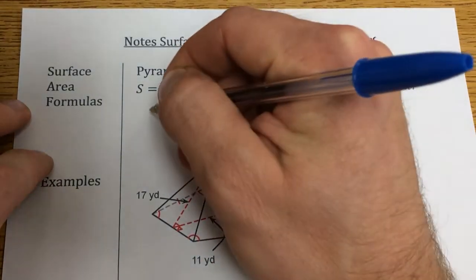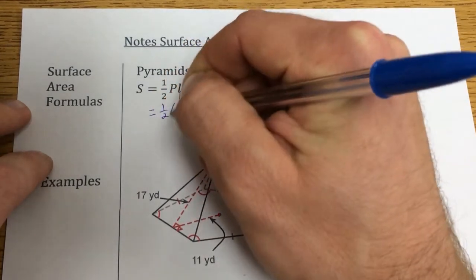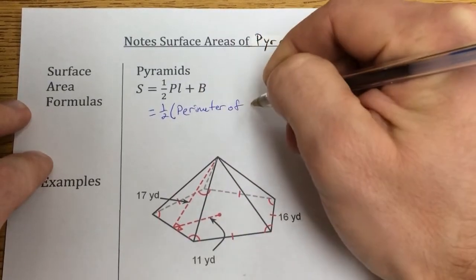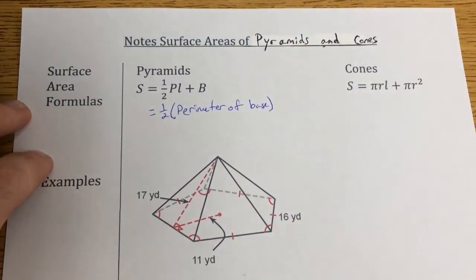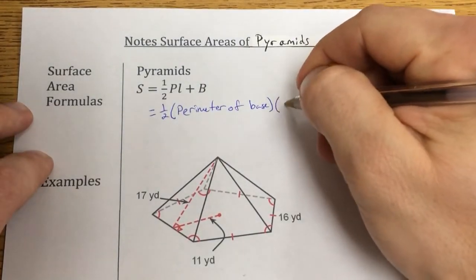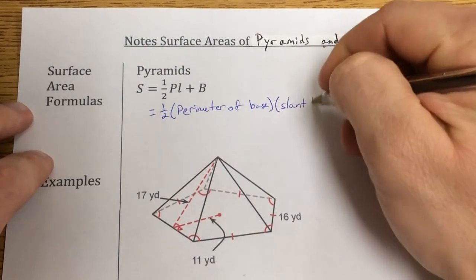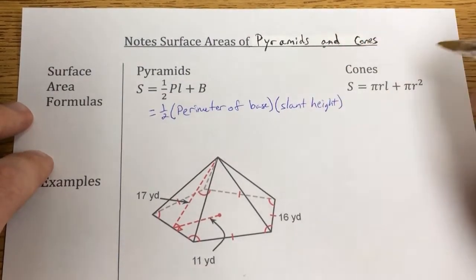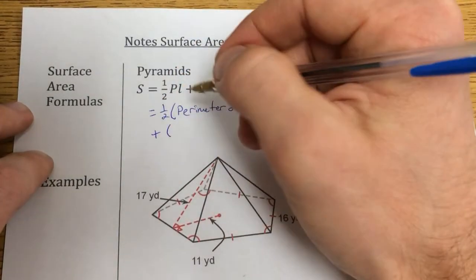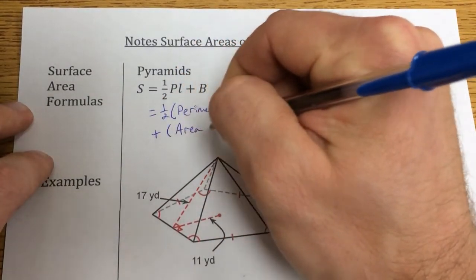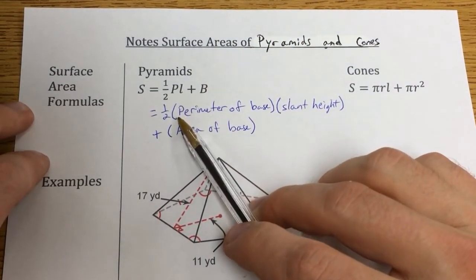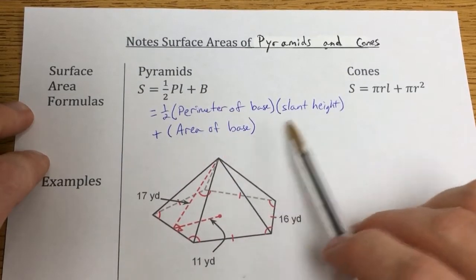What this would stand for is it would be the same as 1/2 times the perimeter of the base. So whatever the base of this pyramid is, the perimeter of that base, times the L is the slant height. All right, I'll show it to you in a second. And then plus, big B stands for, again, area of the base. So capital P is perimeter of base, capital B is area of the base. The L is the slant height.